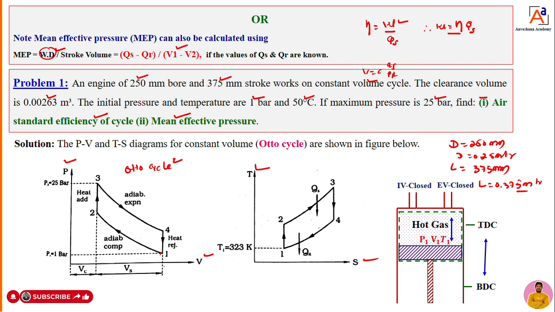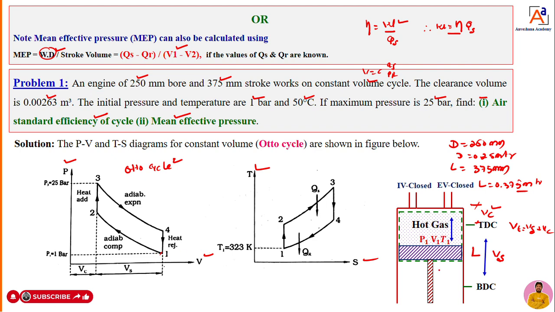Initial condition: between BDC and TDC there is a volume, and that volume we can call the swept volume, which is occupied by the air-fuel mixture from BDC to TDC; the distance we can call the stroke length, L. The volume from TDC to the cylinder head we can call the clearance volume. The summation of clearance volume and swept volume gives one more volume, which we can call the total volume. The total volume is Vs plus Vc. He has given Vc as 0.00263 meter cube.